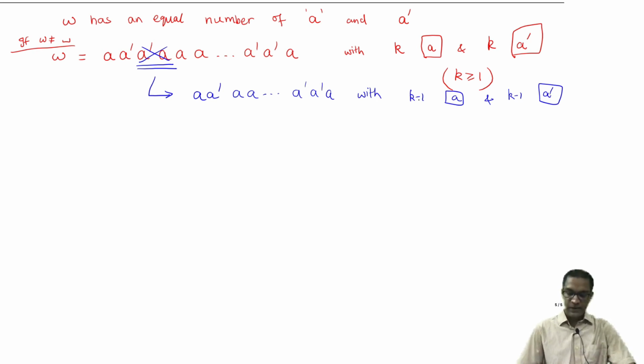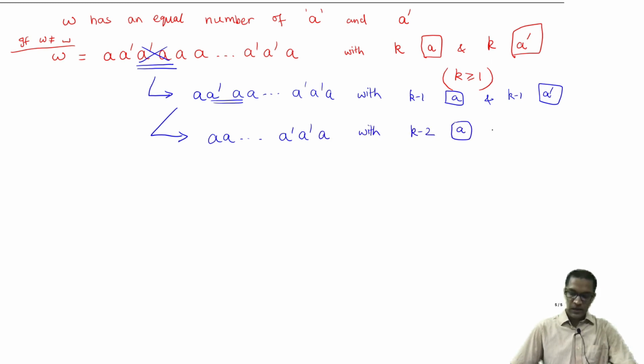Again, if k minus 1 is at least 1, then it means this word is not the empty word. That means surely it has both a's and a primes. And again, find any one location where an a and an a prime come next to each other, and you get rid of them using the basic rewriting rule. So, again I can do this. Okay, so what have I generated? Another word, but now it's got k minus 2 occurrences of a's and k minus 2 occurrences of a primes.